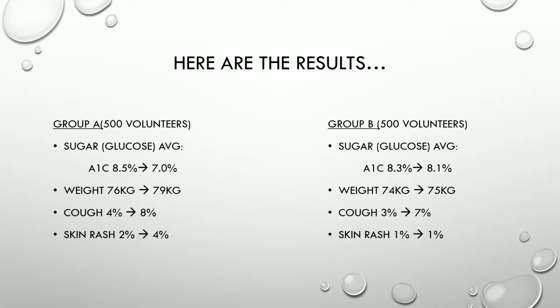Now let's look at Group B, which also has 500 volunteers. As far as their sugar average, their A1C went from 8.3% at the beginning of the trial to 8.1% at the end of the trial 1 year later. Their weight went from 74 kilograms to 75 kilograms. Their cough went up from 3% to 7% reporting a cough at the end of the trial. And lastly, 1% of people had a skin rash at the beginning and 1% of people had a skin rash at the end.